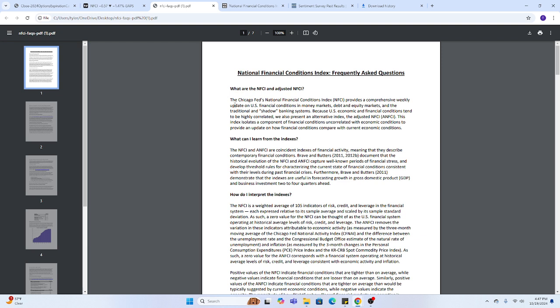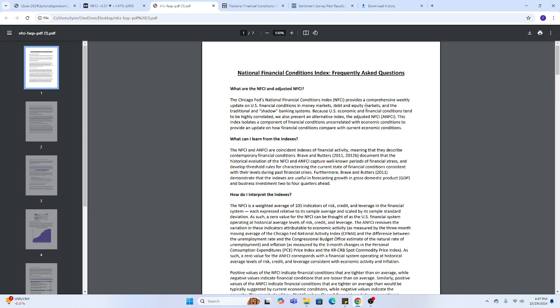So what is it basically at the top? This index is produced by the Chicago Fed, and provides a comprehensive weekly update on U.S. financial conditions. So when you look at this, remember, you're only going to be able to look at it on your chart on a weekly basis. It's not tracked intraday. It's not even tracked day over day. You can only pull this up on a weekly chart. So just keep that in mind when you're looking up this ticker. The ticker is NFCI, and I'll show you guys here in a minute.